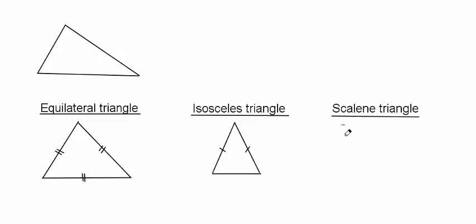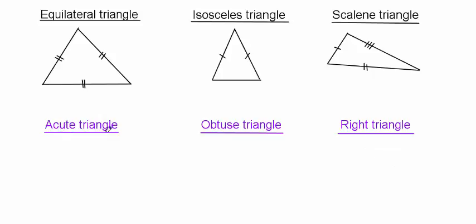In a scalene triangle, all three sides are different in length. So this side is different in length from this side, and they are both different in length from this side. Triangles can also be classified as acute, obtuse, or right triangles based on the angles they have in them.